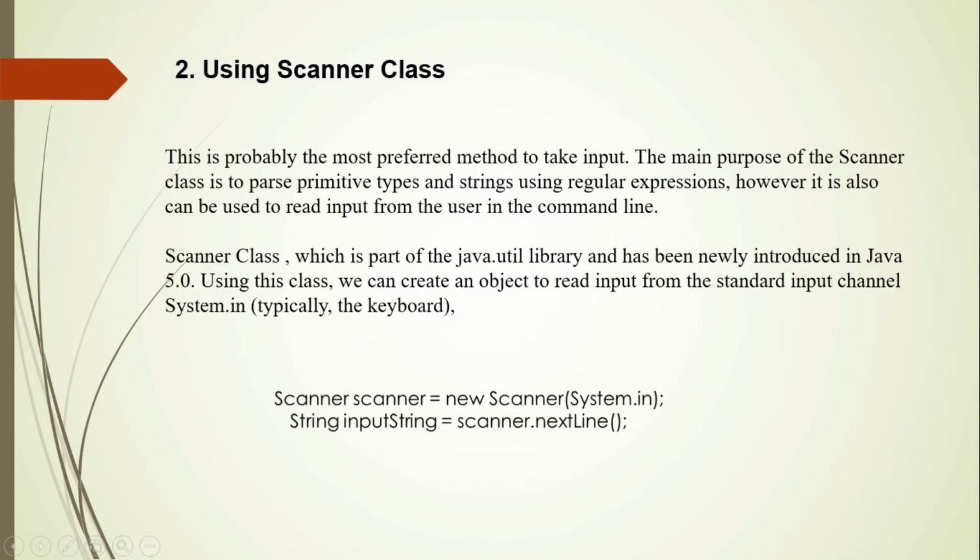Next we move on to the second method, that is using the Scanner class. It is the most preferred method to take input from the keyboard. Scanner class is a part of the java.util package. We create the object of the Scanner class to access its methods. nextLine is the common method in the Scanner class to read the input as a string from the keyboard. Let us look at the example.